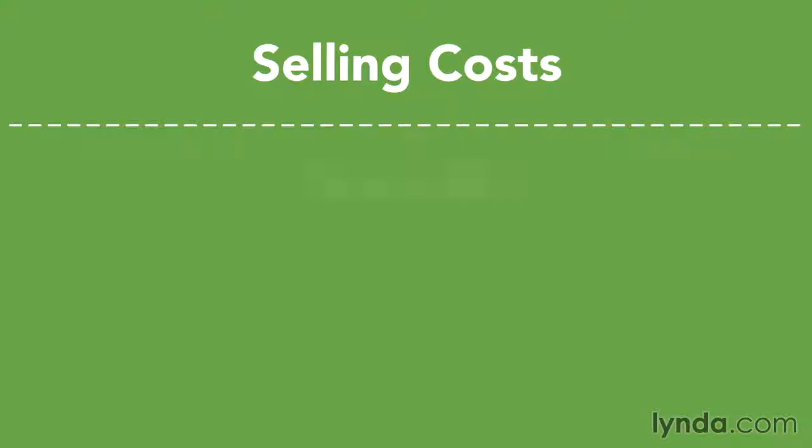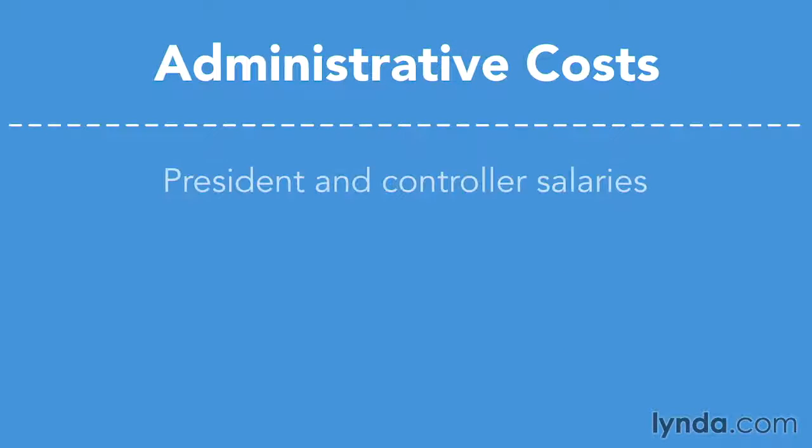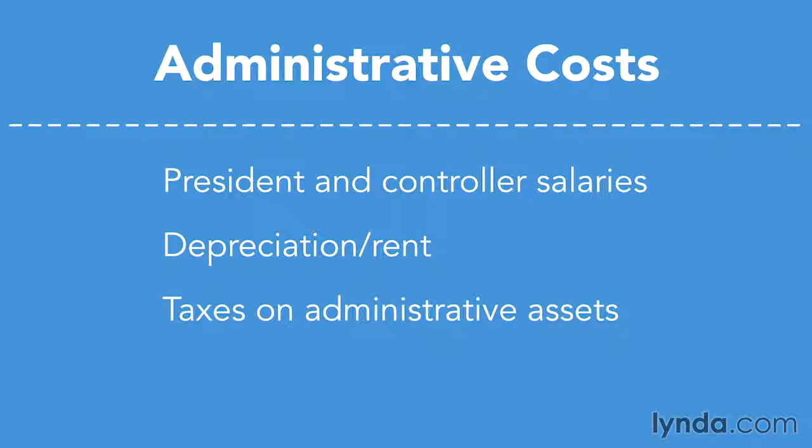Examples of selling costs are sales salaries, advertising, and delivery costs. Examples of administrative costs are the salaries of the president and the controller, depreciation or rent on office buildings, taxes on assets used in administration, and other office expenditures such as postage, supplies, and utilities.